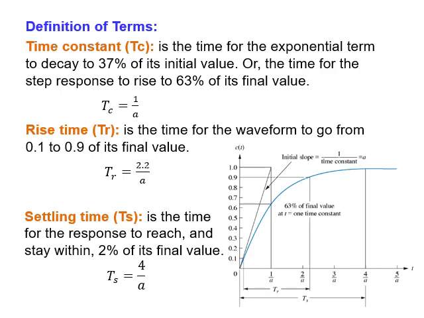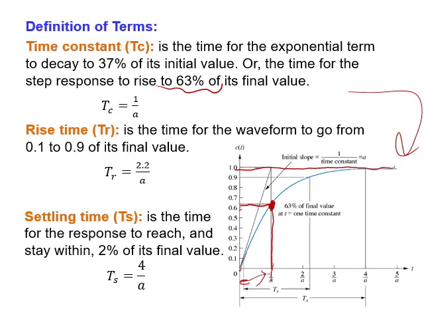Time constant is the time for the exponential to decay to 37% of the initial value, or the time for the step response to rise to 63% of the final value. What do we mean by this? Let us look at the second one, because the second one is valid for our response here. If I look at the second one, the response is going from the beginning up to the final value. This is the final value, which is going to be 1. So where is 63%? This is 60%. This is 63%. So the time taken for the response to reach this point is going to be this time.